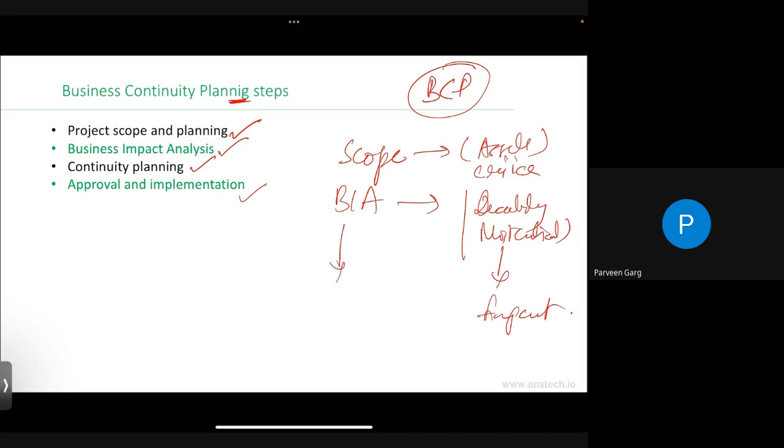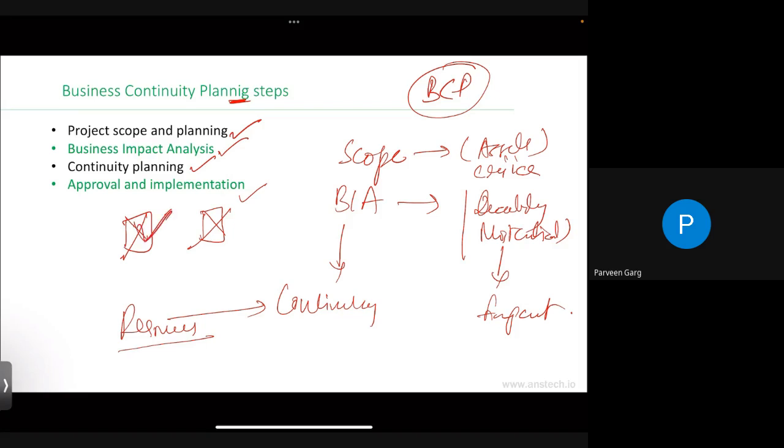And then you implement continuity planning. How do you do continuity planning? By giving them resources. If there is a system which goes out of action, then you need another system to continue. That means for business continuity, you will always require additional resources. You may bring it online in a matter of minutes, maybe possible, but business continuity always requires additional provisioning and resources. And once you have made a plan, you get the plan approved from a senior hierarchy and get it implemented.